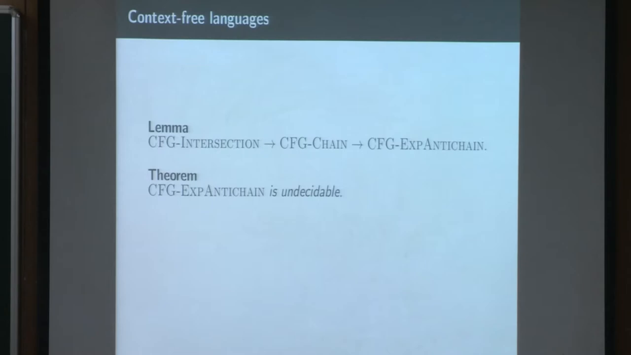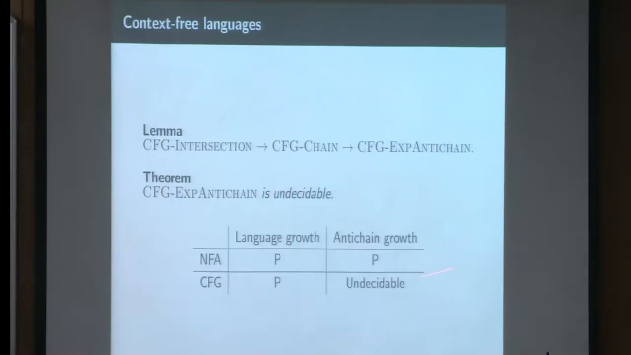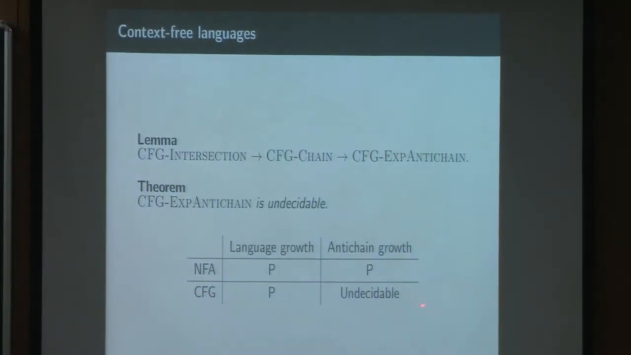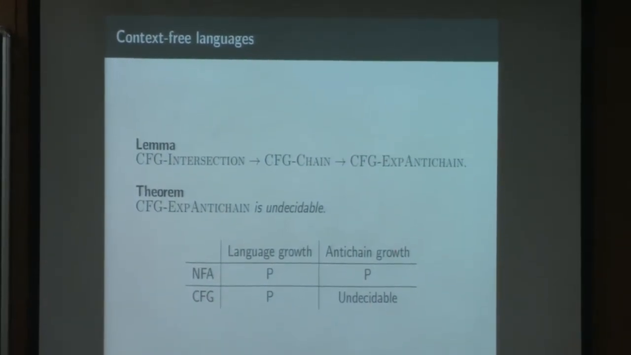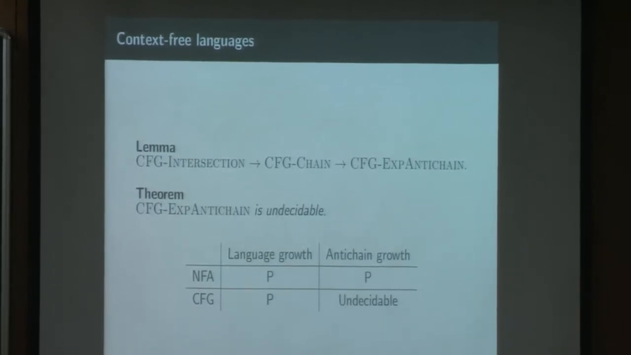So we have this slightly surprising kind of grid where everything for language growth is in polynomial time and everything for NFAs is in polynomial time, but the killer combination of context-free language and anti-chain growth is undecidable. So maybe that's not exactly what we'd expect.